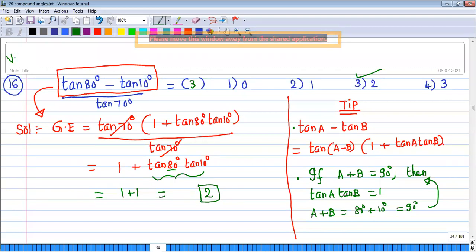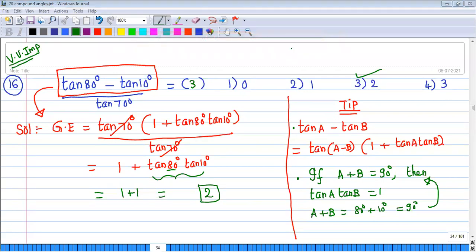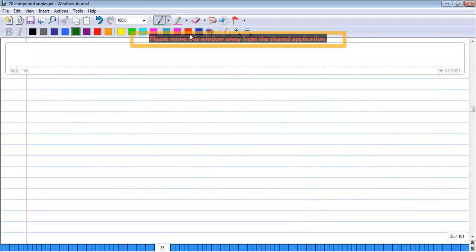This is a very, very important problem. With the help of the logic, this problem we can easily solve. So now let us move to the 17th question.